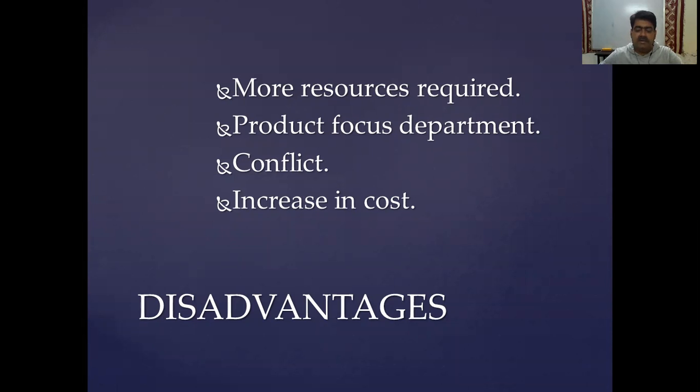See, each department will require all the resources as every division will be working as an independent unit. And after that, product focus department. Each department focuses on their product only and they fail to keep themselves as a part of one common organization. Then conflict. Conflict may arise among departments on allocation of resources. When there will be distribution of funds, there may be conflict between the departments.